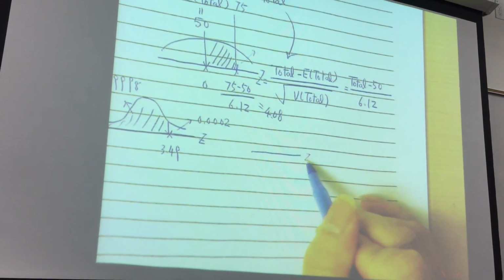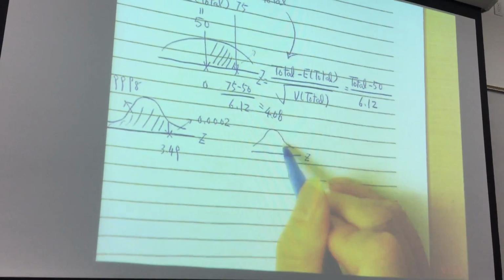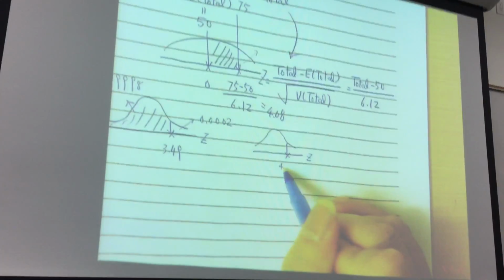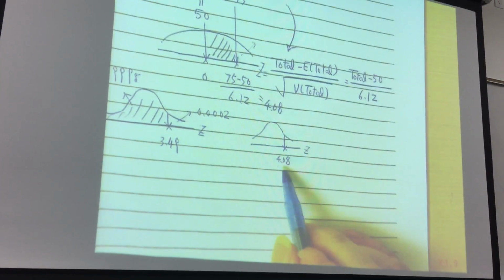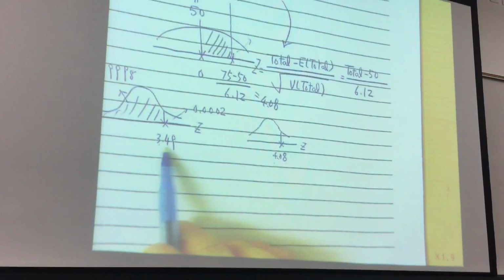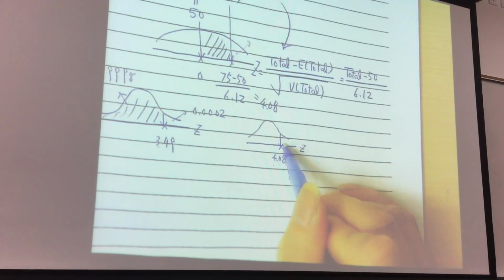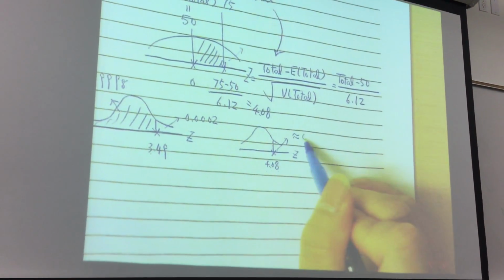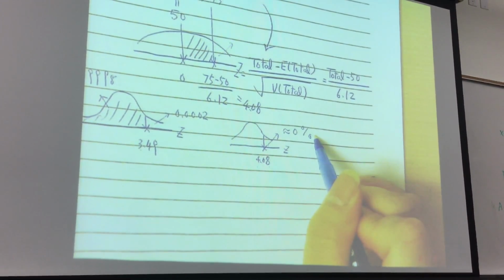Let me write it down for you. The upper tail. This is 4.08. 4.08 is even bigger than 3.49. So what can you say about this area? It's even closer to what? 0%. Can you see that?